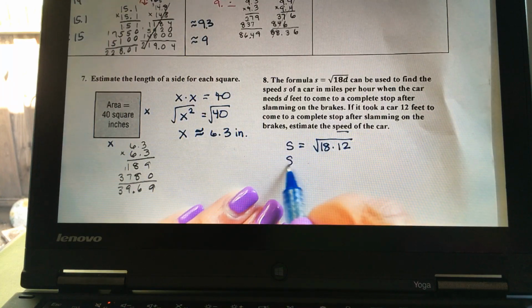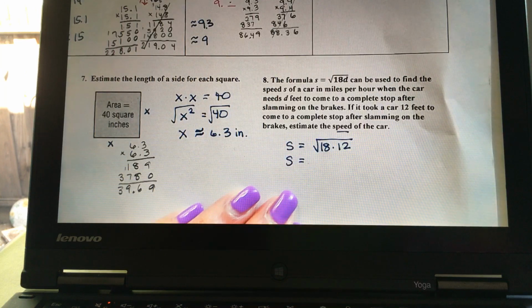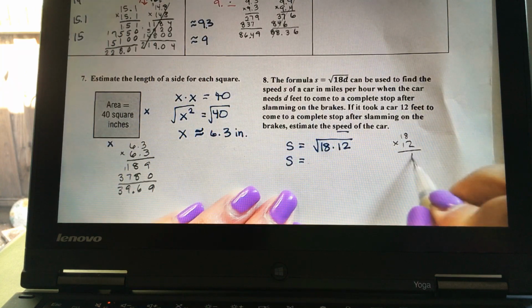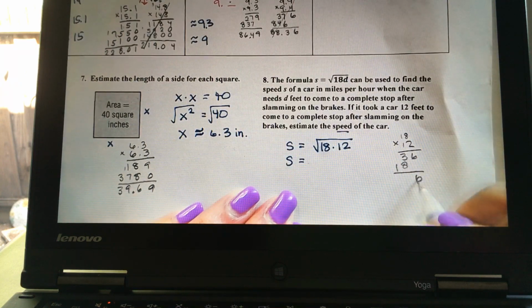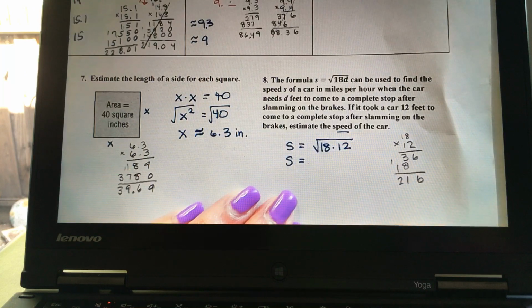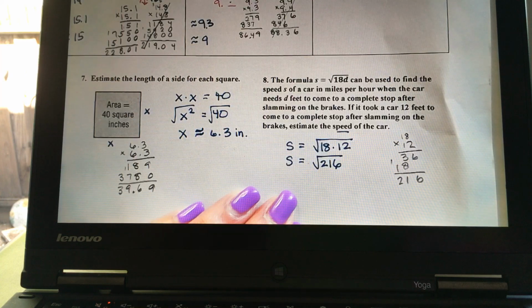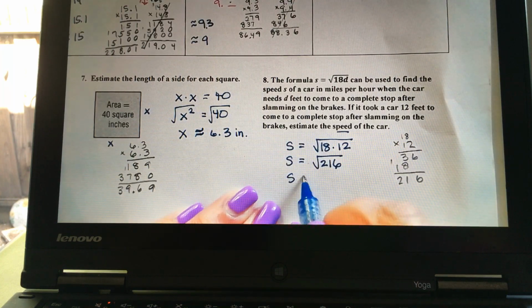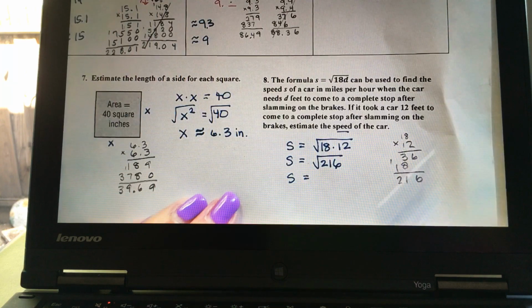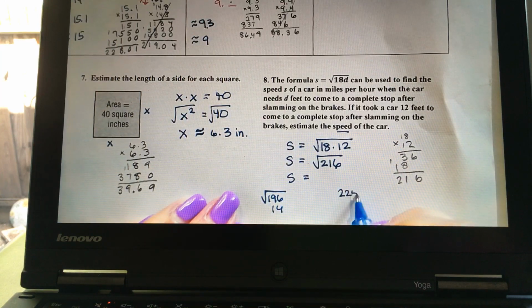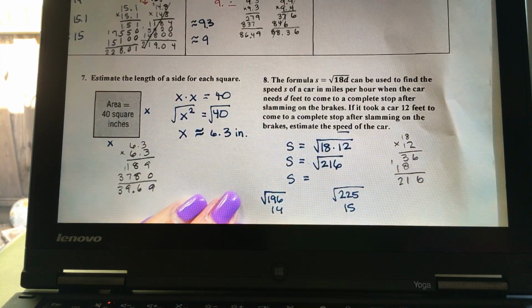So let's take a look. S is equal to, I'm going to do a little bit of scratch work. What is 18 times 12 underneath the radical sign? 216. The square root of 216. So again, if we take a look at our perfect squares, for 216, we've got 14 squared is 196. 15 squared is 225. So 216 is going to be somewhere on this end.